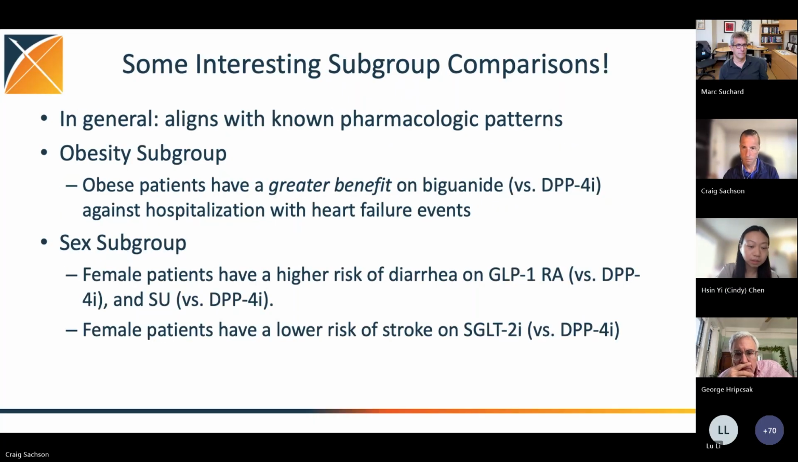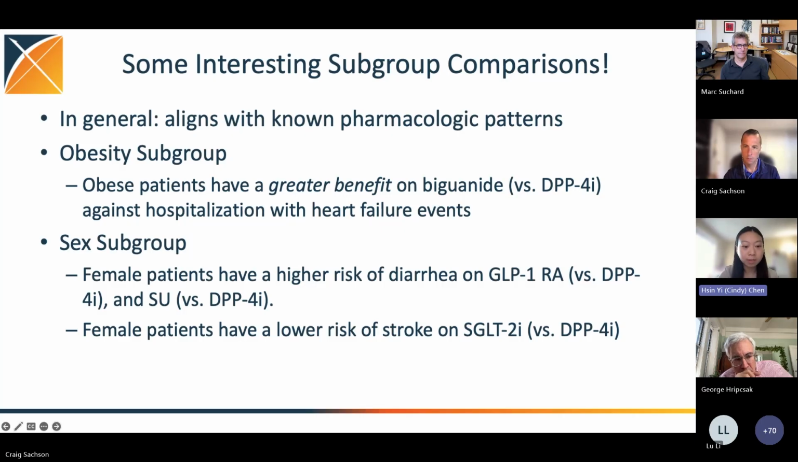Next slide. There are too many subgroups to talk about every single one of them, but the good thing is the whole table is in the brief report on the OHDSI website. And in general, what we found is that these subgroup comparisons, where there did exist heterogeneity of treatment effect, align with known pharmacologic patterns.